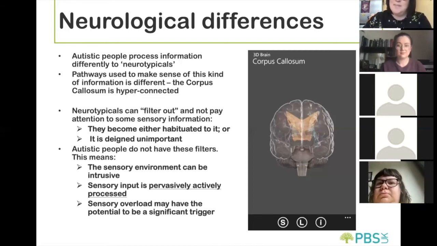That sensory input is pervasively, actively processed. So their brain has got to be really busy processing all of this sensory information that's coming in, bombarding that person from all angles and from all the different senses as well. And that's why we quite often see, particularly for autistic people, but as I say, we're not just talking about autistic people here, that sensory overload can have the potential to be a significant trigger for people.